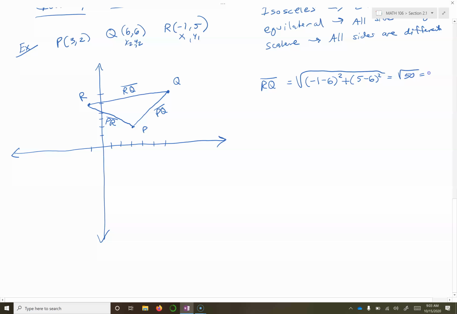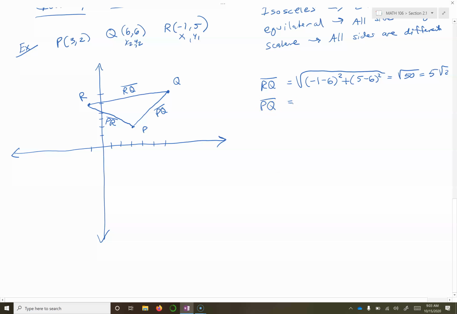And we can break that into the square root of 25 and square root of 2 and get 5 square root of 2. Okay. So at some point you'll be able to do those fast. So let's go through these other ones, because I'm confident you can do them, maybe just not this quickly. So let's look at PQ.